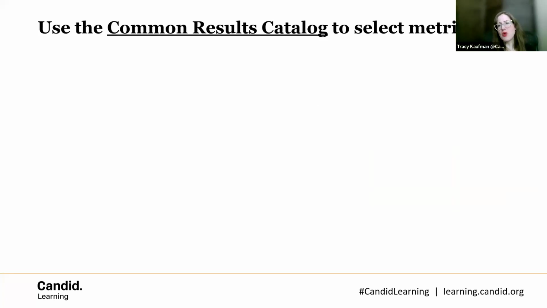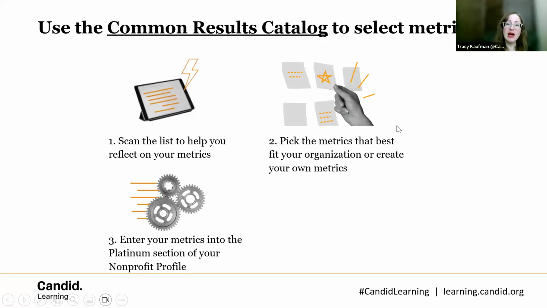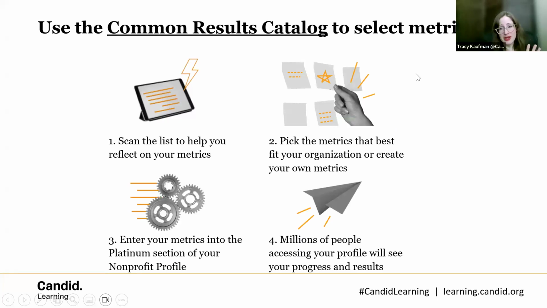And if you're stuck on what kind of metrics to include to display your impact, we also have a cool tool available for you on GuideStar called the Common Results Catalog. I'm not going to show it here because it'll take forever, but it's a really long PDF listing of all sorts of different subject areas for organizations and a list of ideas of types of metrics you could try. It's useful for your GuideStar profile, but it's also kind of useful in life.